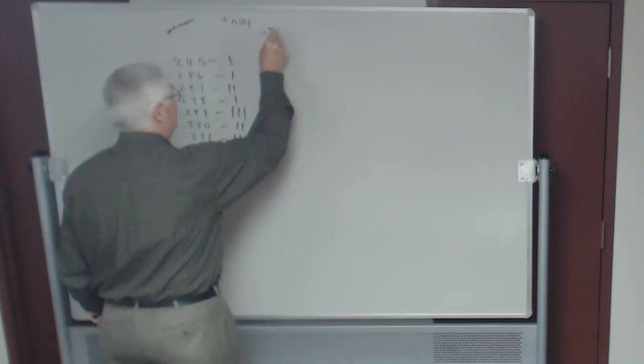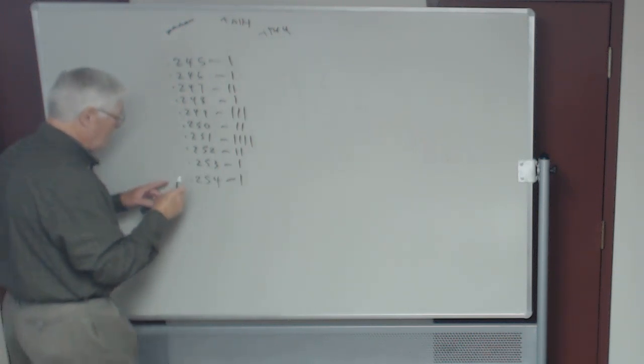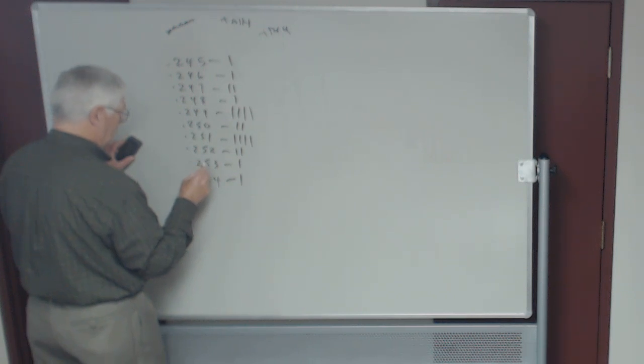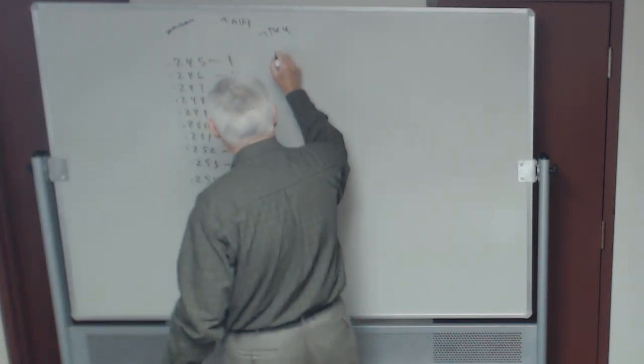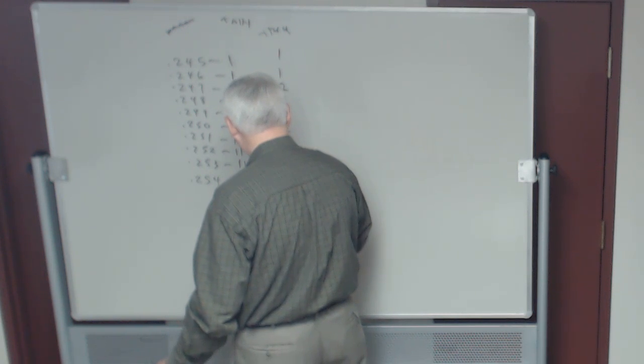Now what's the frequency? There's 2 more numbers, Dr. Bud. What? There's 2 more numbers. Oh. 0.249 and 0.253. All right. So now the frequency would be 1, 1, 2, 1, 4, 2, 4, 2, 2, 1.